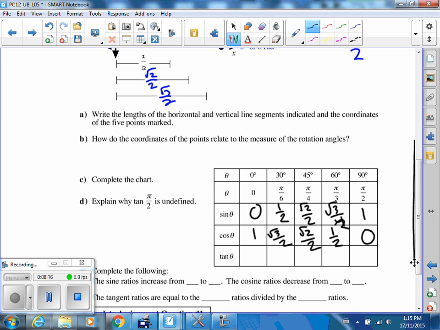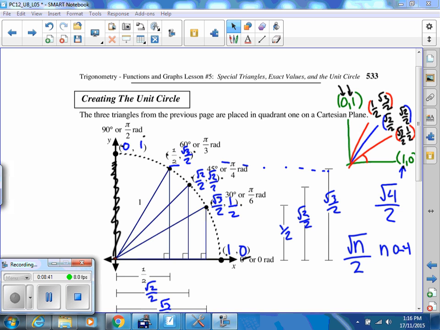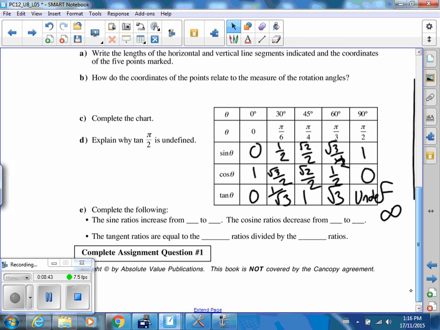My tangent is 0 here. Here it's 1 over root 3. Here it's 1. Here it's root 3. And then here it's undefined. Or if you prefer, you can even write the little infinity symbol, because it's a vertical tangent line. The tan is the slope. So my rise is 1, but my run is 0. So that's where all those values came from.